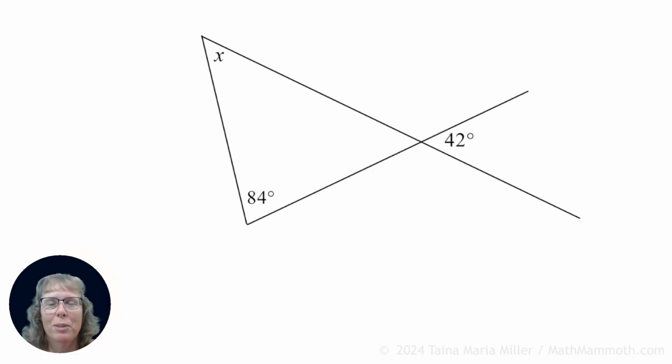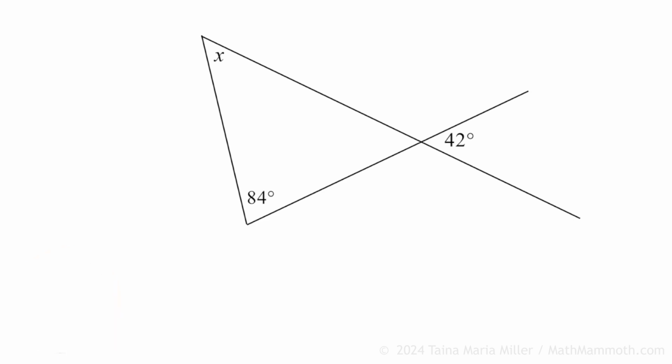Here we have a figure where there's an unknown angle. Can you figure out the angle measure of that angle? There's a line that crosses another one, intersects here, and here's a triangle. This one here is 42 degrees, and so that means that over here is a vertical angle. It's also 42, right?